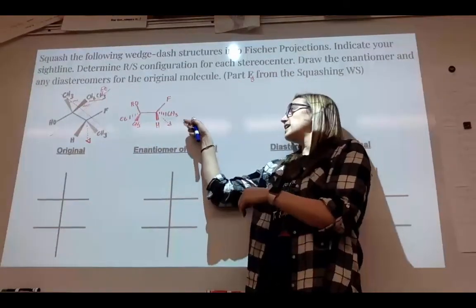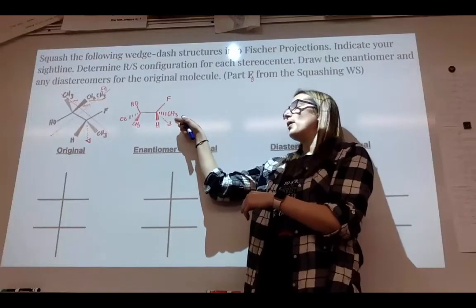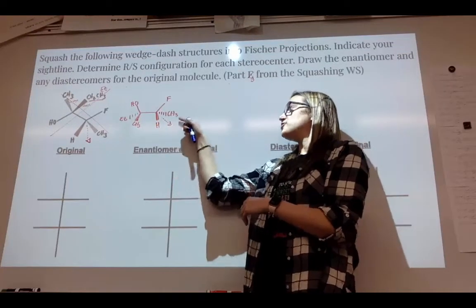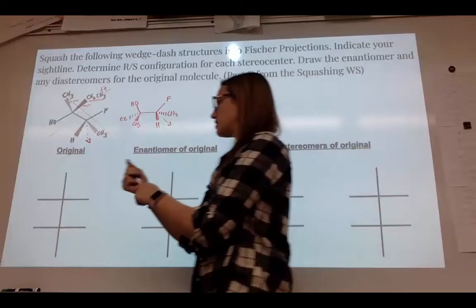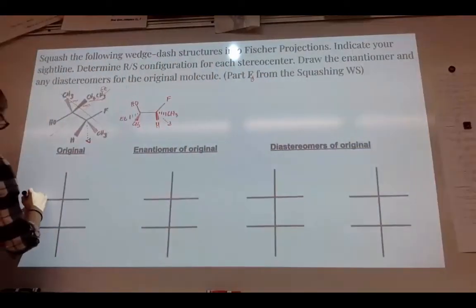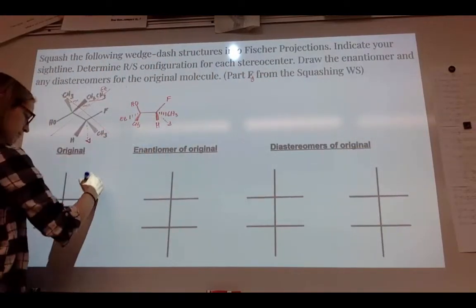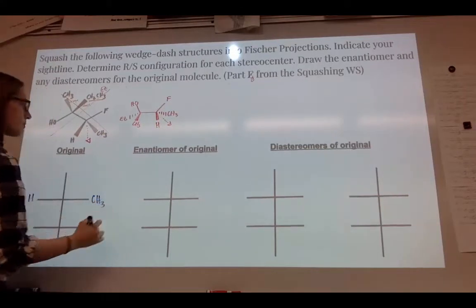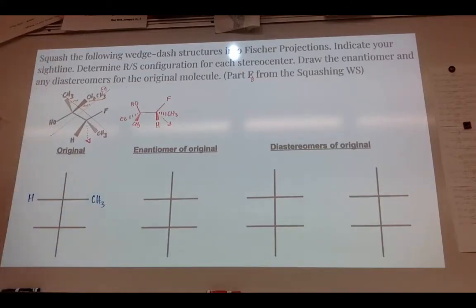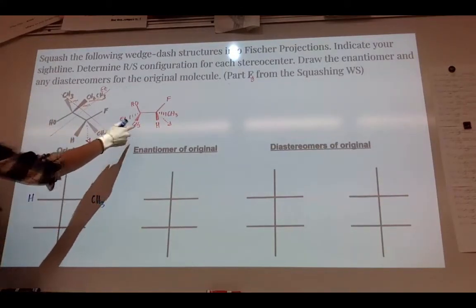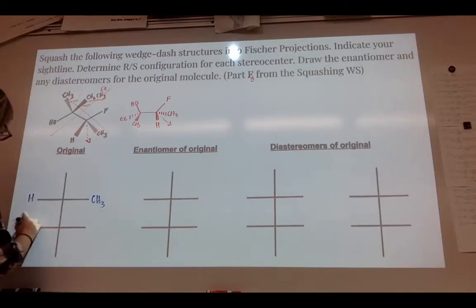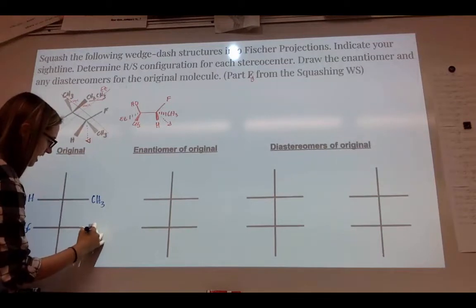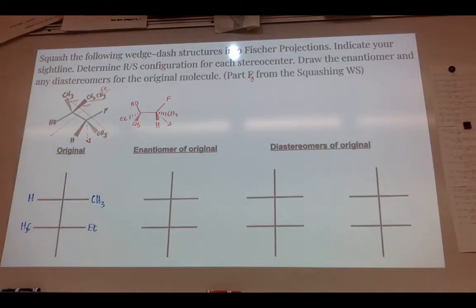So as I'm looking down this bond, the hydrogen is the first thing that's to the left. So here we have hydrogen and methyl, CH3. And then as I continue looking down, the wedge goes on the left. So here's CH3. And then the ethyl, which is a dash, is on the right. What's in the plane of the paper is always on the top and the bottom. That's why we keep it in the plane.